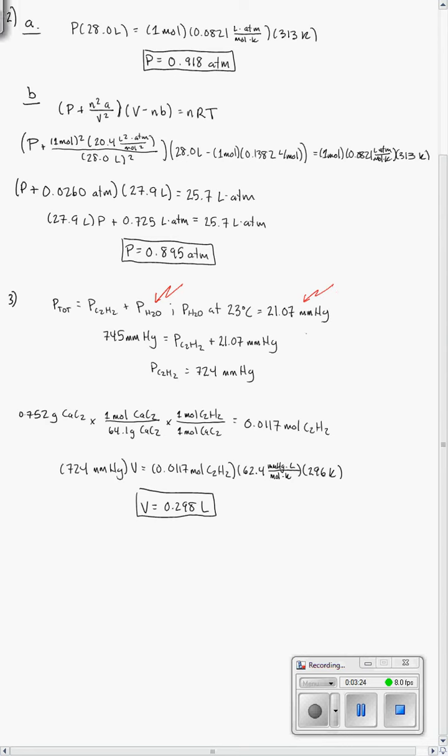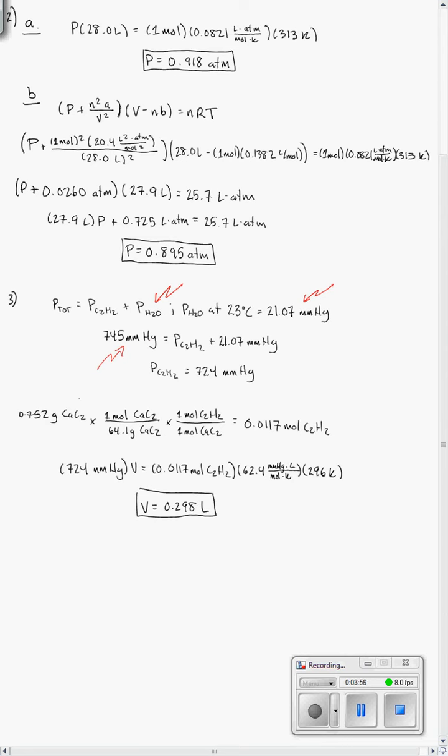From here, it's a matter of subtracting this partial pressure of water vapor from our total pressure, which is given in the problem. We've got 745 millimeters of mercury as our total pressure. If we subtract our water from it, we get 724 millimeters of mercury worth of pressure related to our C2H2. From here, we want to figure out the number of moles of C2H2, again because we want to put this into our ideal gas law, because in the end we want to solve for volume.